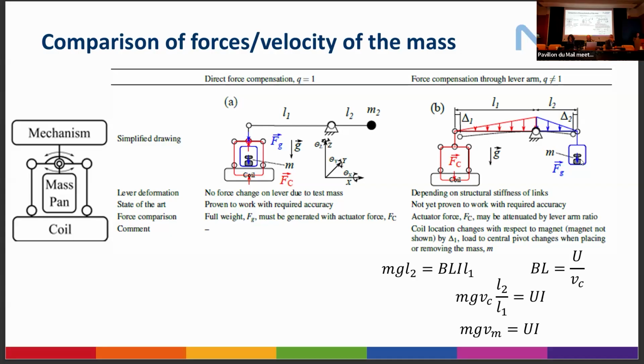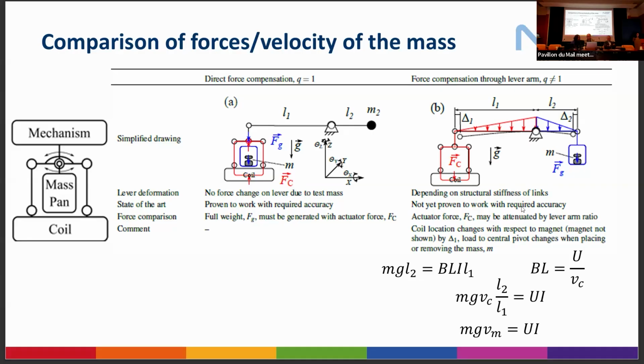But the reason I'm mentioning it here is to show that it's important to understand that in a Kibble balance, when we do the equivalent of mechanical and electrical power, what we need to measure is the velocity of the mass. All the time we talk about the velocity of the coil, but it's the velocity of the mass that needs to be measured. In a high accuracy Kibble balance, we use those double gimbals as a proxy to compare those forces. And here I'm showing you a very simple calculation to show why it is the velocity of the mass.